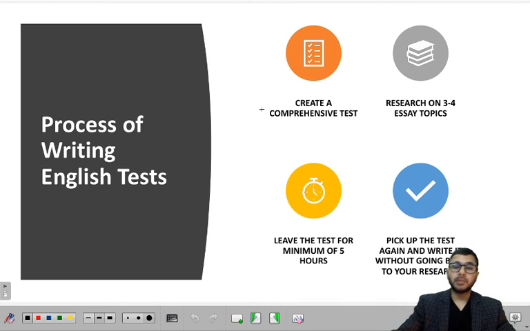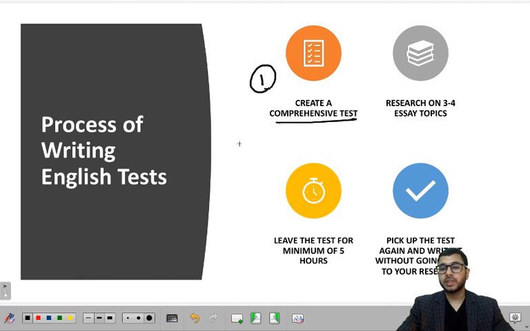So what you do is, number one, you create a comprehensive test. If I am not providing you a test, you create a comprehensive test for yourself. You pick up any 4 topics which are in news, related to finance, economics, banking. You create 4 important essay topics for yourself. You pick up any article from the newspaper, create a précis on that. You pick up any other article, create 4-5 questions on that, a comprehension is made. So create a comprehensive test once, it'll take you around 30 minutes maximum.